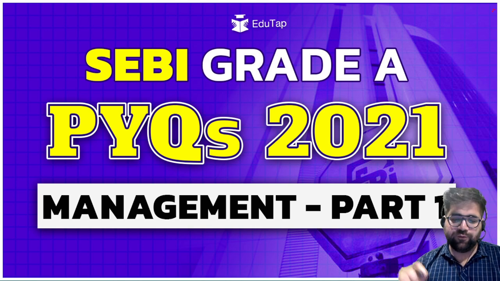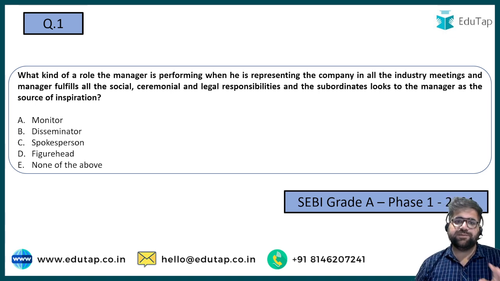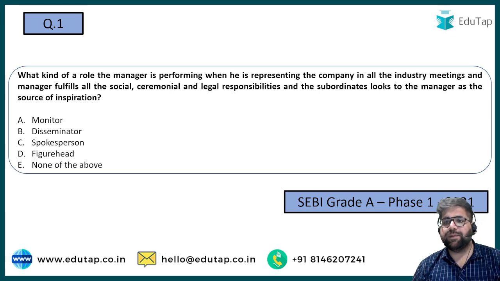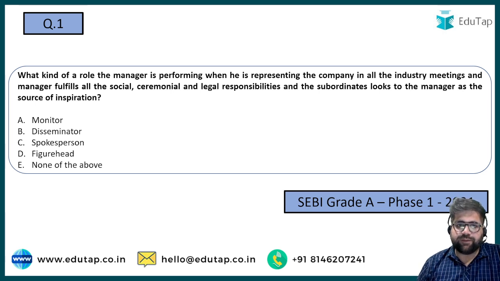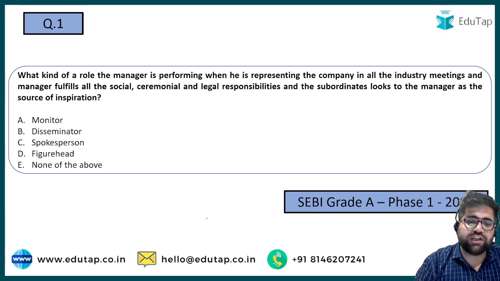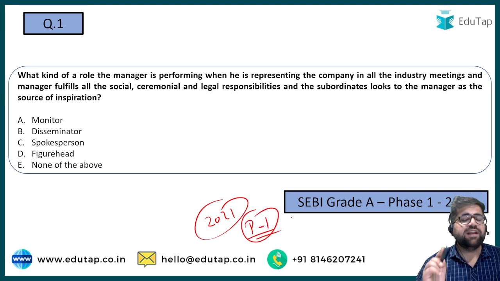Now let's move to the core part of the session. Question number 1. First I will read it for you. What kind of role is the manager performing when he is representing the company in all the industry meetings, and the manager fulfills all the social, ceremonial and regal responsibilities, and the subordinate looks to the manager as a source of inspiration? This question appeared in 2021 phase 1 of the SEBI Grade A examination.